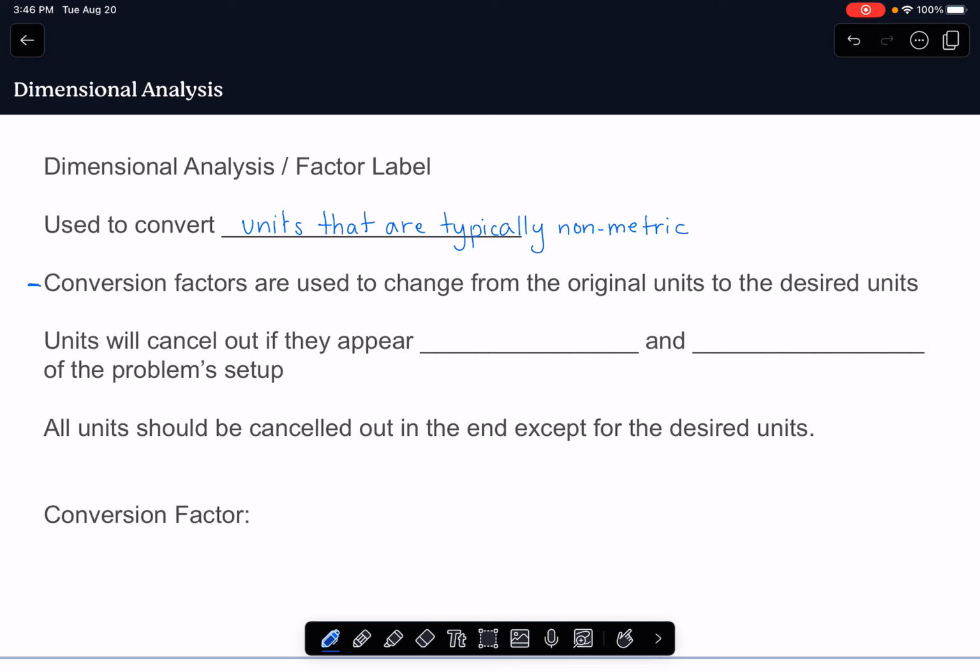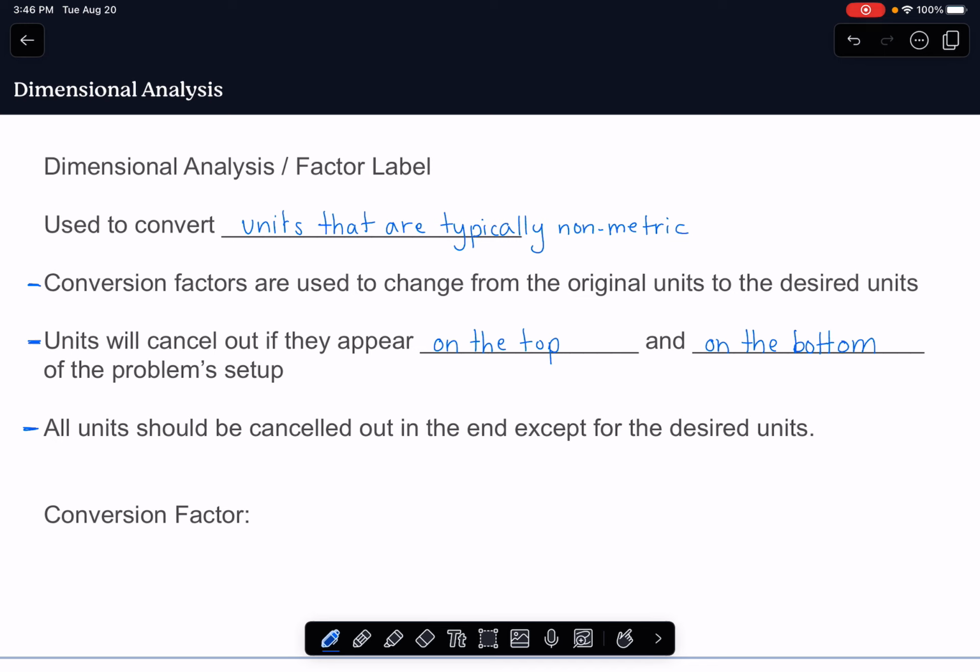Units will cancel out if they appear on the top and on the bottom of the problem's setup. So in order to get a unit to go away, it needs to appear once on the top and then also once on the bottom. If it's on the top and on the bottom, it cancels out. And the ultimate goal is that all units should be canceled out in the end, except for the desired unit, the unit you're trying to obtain.